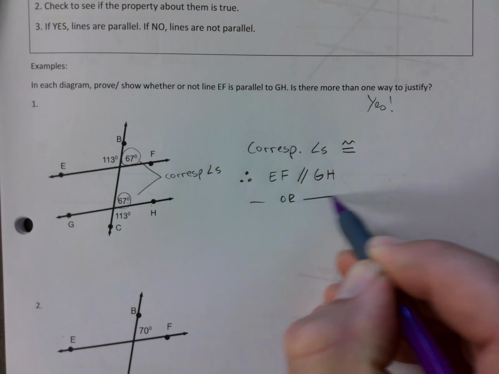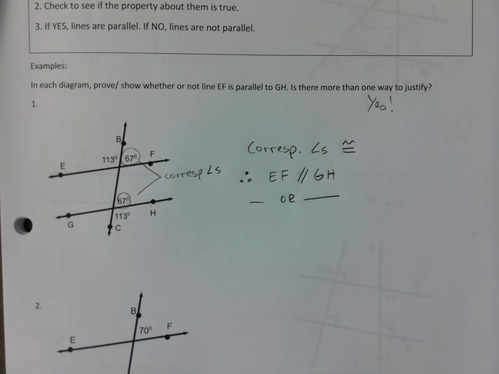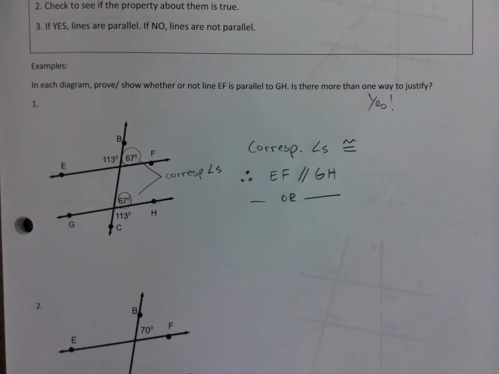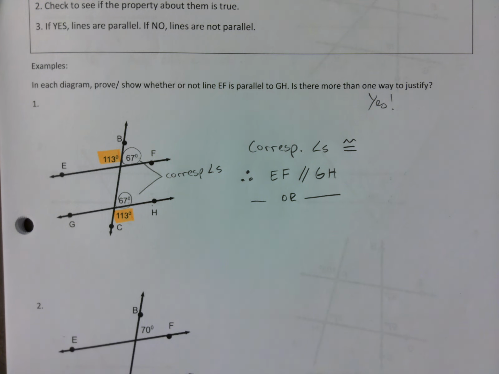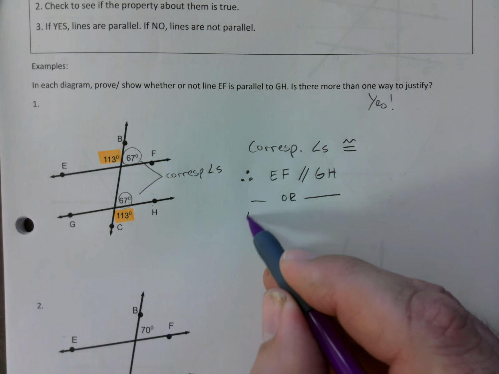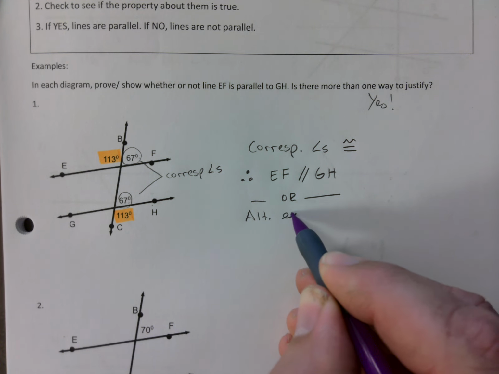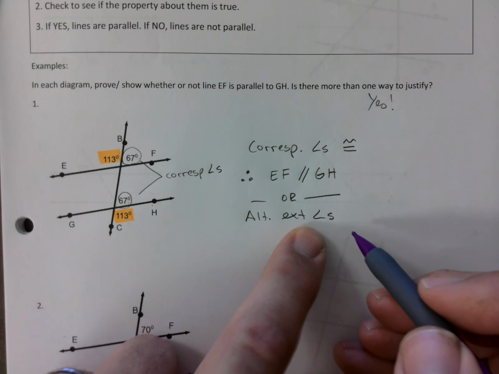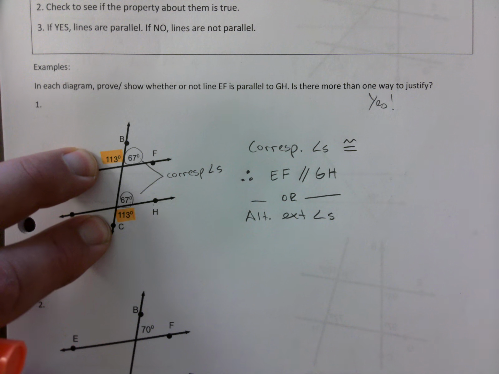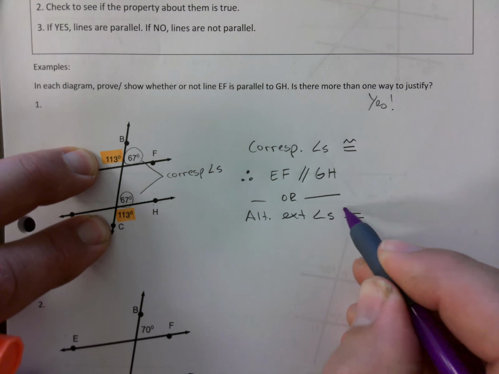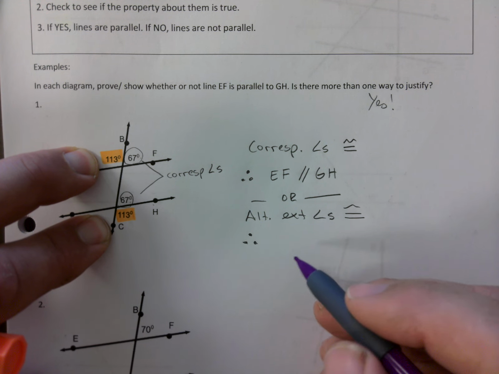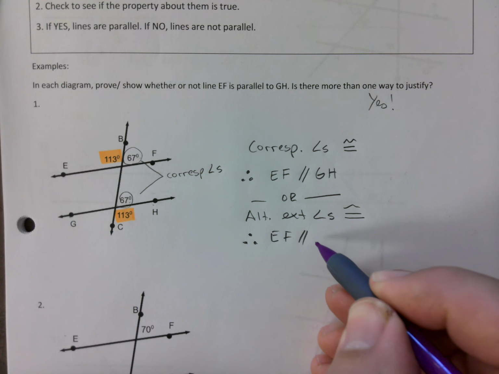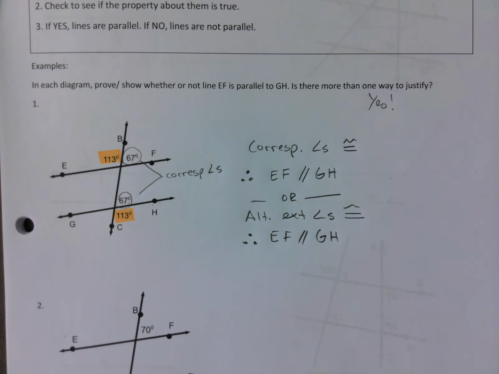Or let's say you can also do it a different way. Do we see other angles? Do you see the 113? What do we call those? Alternate exterior angles. What do we know about them? They are congruent, right? Because they could not be congruent, but in this case, they are. Therefore, three dots like that, you may have seen that before, therefore, EF is parallel to GH. So in this case, you had at least 2 ways to answer this question.